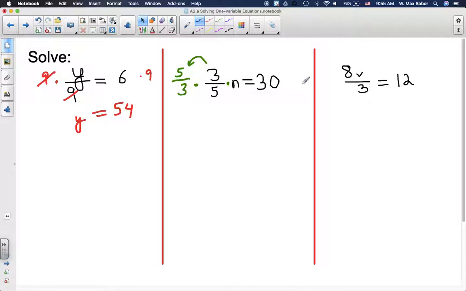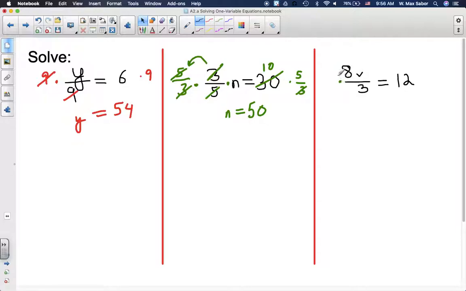If I do that on the left side of the equation, I must also do it on the right side of the equation. If you need to review fractions, you should know that these multiply out to be 1. These do not multiply to be 1. 30 divided by 3 is 10. 10 times 5 is 50.